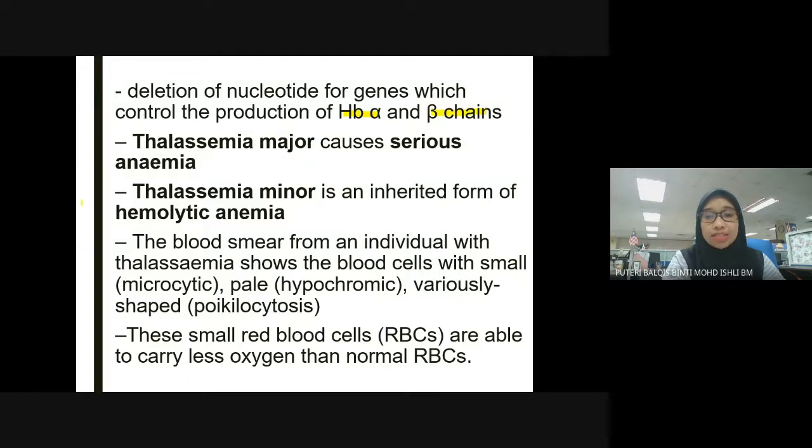Thalassemia major causes serious anemia. Thalassemia minor is inherited from hemolytic anemia. Okay, sebab itulah kalau sekarang ni kalau awak nak kahwin, jangan kahwin lagi lah. Bukan maksudnya jangan kahwin, janganlah kahwin lepas matrik.